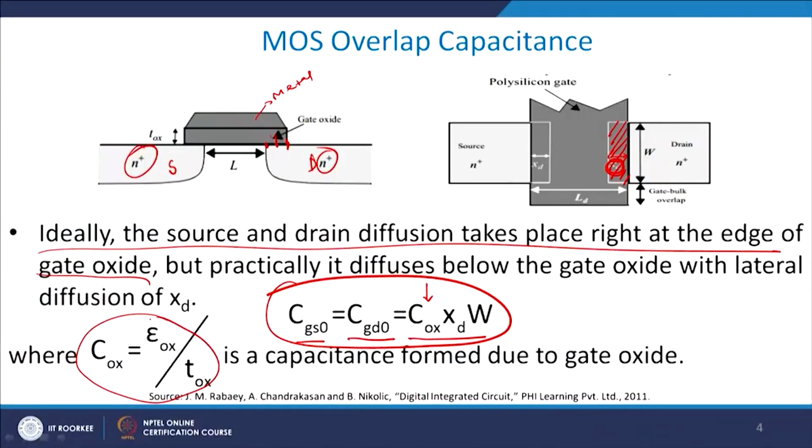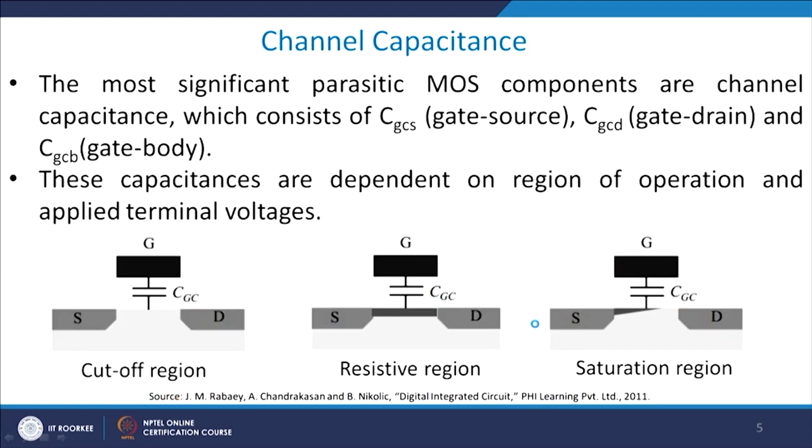C oxide is given by epsilon oxide by T oxide, which you see, and therefore this is the gate oxide with lateral diffusion length xd available. So, as you can see, the higher the value of lateral diffusion, the more will be the value of xd, and as a result your CgSO and CgDO will also be larger in that case, which means that their influence over the transient analysis will also be pretty large.